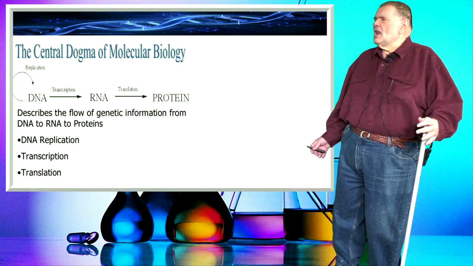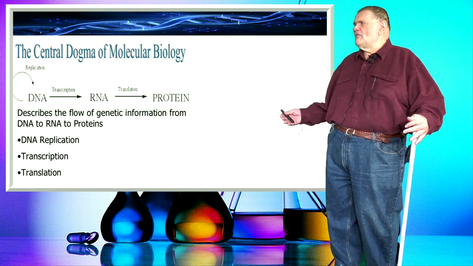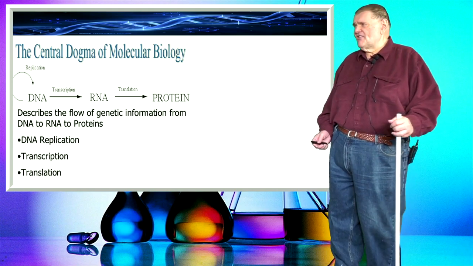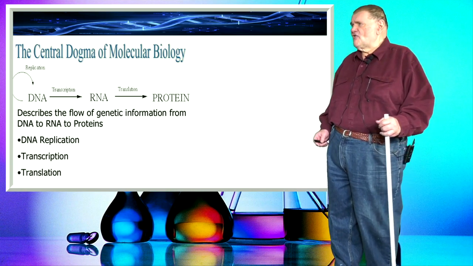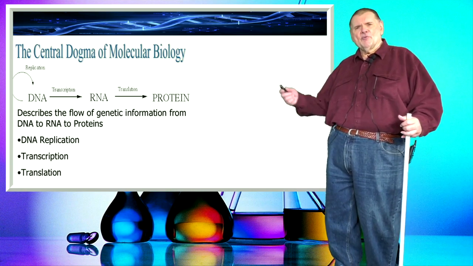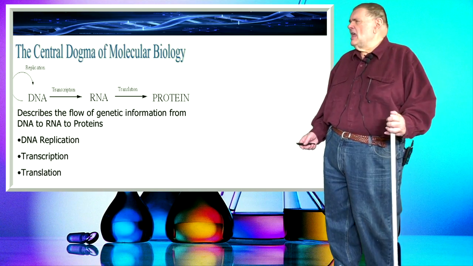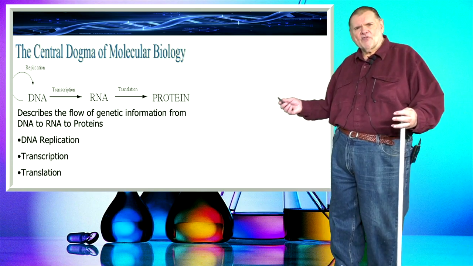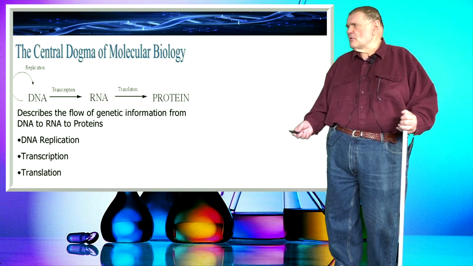So the central dogma of molecular biology concerns the flow of genetic information going from DNA to RNA to proteins. That's three different steps. The first one is DNA replication, where the DNA produces an exact copy of itself. The second part is transcription, where the DNA is used to make RNA. And then the last part is called translation, where the RNA transfers that genetic information into the production of proteins.